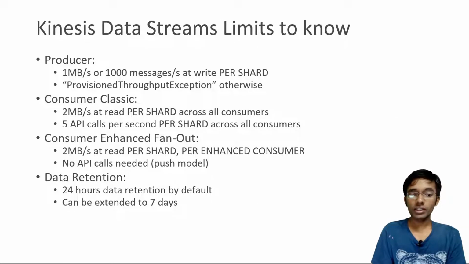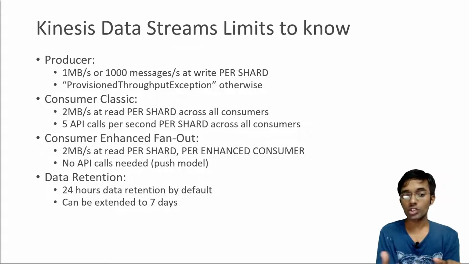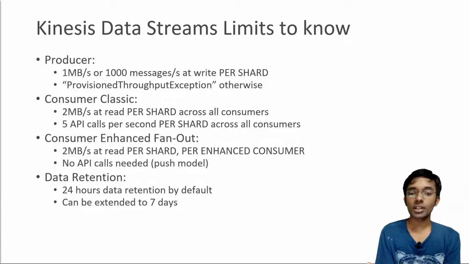Okay, finally, some limits to know from an architectural perspective. The producer can send 1 megabyte per second or 1000 messages per second per shard. Otherwise, you will get a ProvisionedThroughputExceeded exception in case you are trying to send data too fast. So if you want to scale your write throughput, you need to add shards.